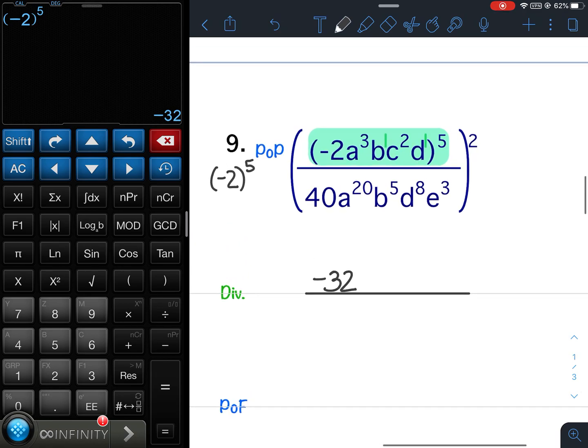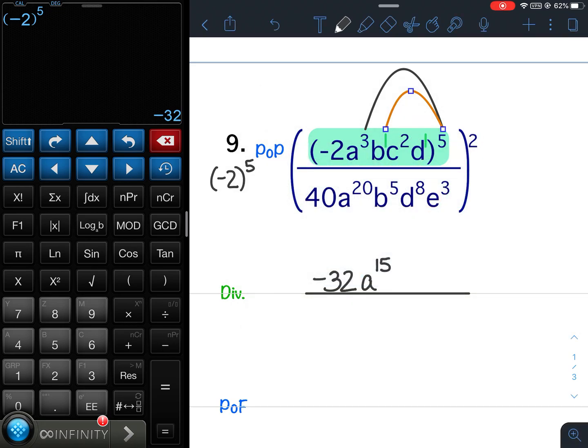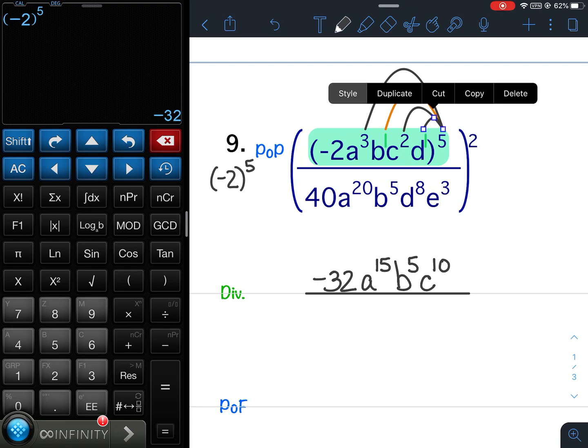And now we multiply our exponents. So I'm going to have a to the 15th, b to the 5th, c to the 10th, and d to the 5th.